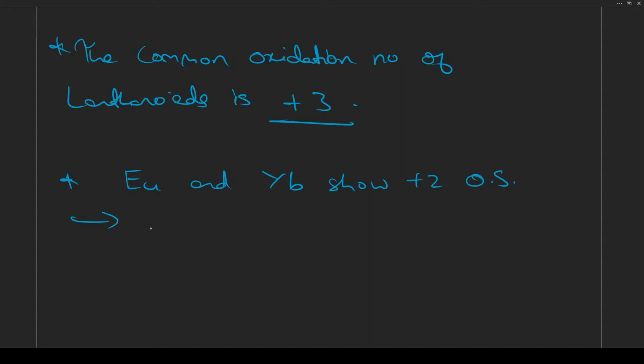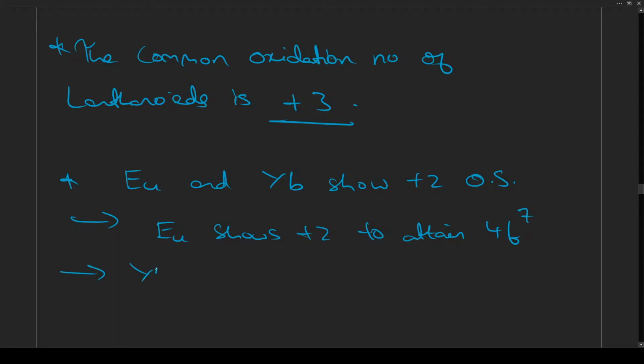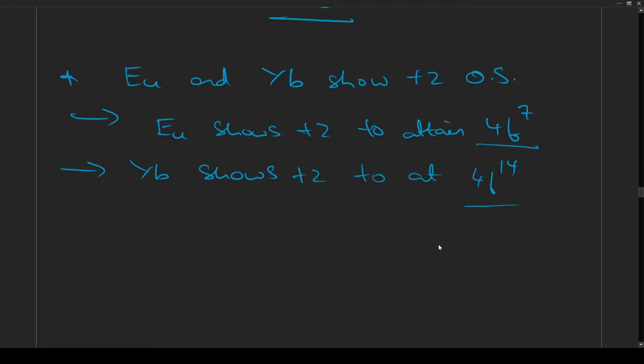Because europium shows +2 to attain 4f7 configuration, ytterbium shows +2 to attain 4f14 configuration. This is half filled stability, this is fully filled stability. We saw chromium and copper examples, it is exactly similar. There chromium, here europium attains 4f7, ytterbium attains 4f14.